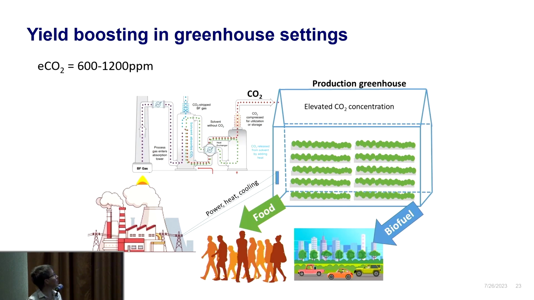Then I'm going to go a little bit to the yield boosting in greenhouse settings, because one idea that is flowing around in the DOE complex is this idea that if we have a power plant that produces CO2, we could capture the CO2 right at the power plant. There are already methods for that to do it for point sources. Then we clean the CO2 so that we can push it into a greenhouse that produces food. That would resolve a food desert problem in some areas.